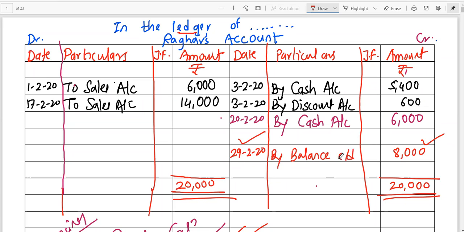So we write down carried down. This is the presentation. How to remember? Closing means carried down. Closing means CC. Closing means carried down. Okay. Now 8,000 and both side totals will be 20,000.